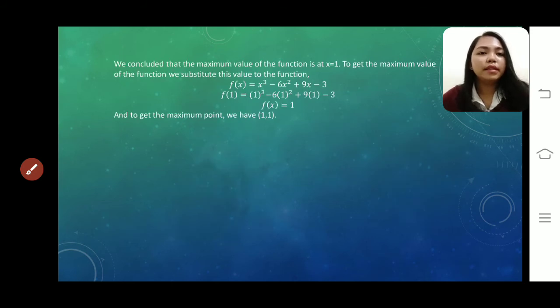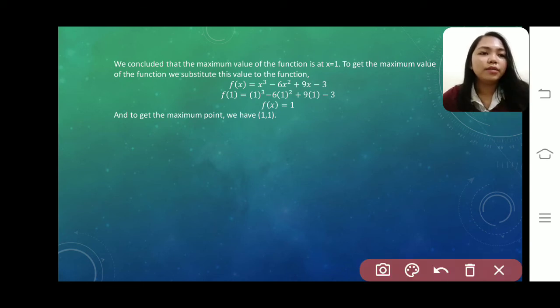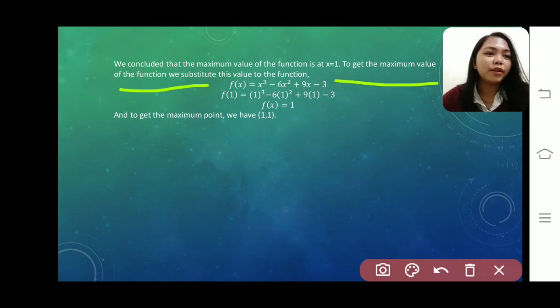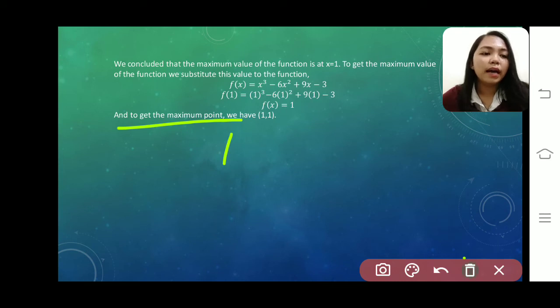So, we concluded that the maximum value of the function is at x equals 1. To get the maximum value of the function, we substitute this value to the function. The x equals 1 is only the location. The actual maximum value of our function comes from the value of y. To get the value of y, we just substitute the value of x that we got. So, therefore, the maximum point is at (1, 1). So, that's all.